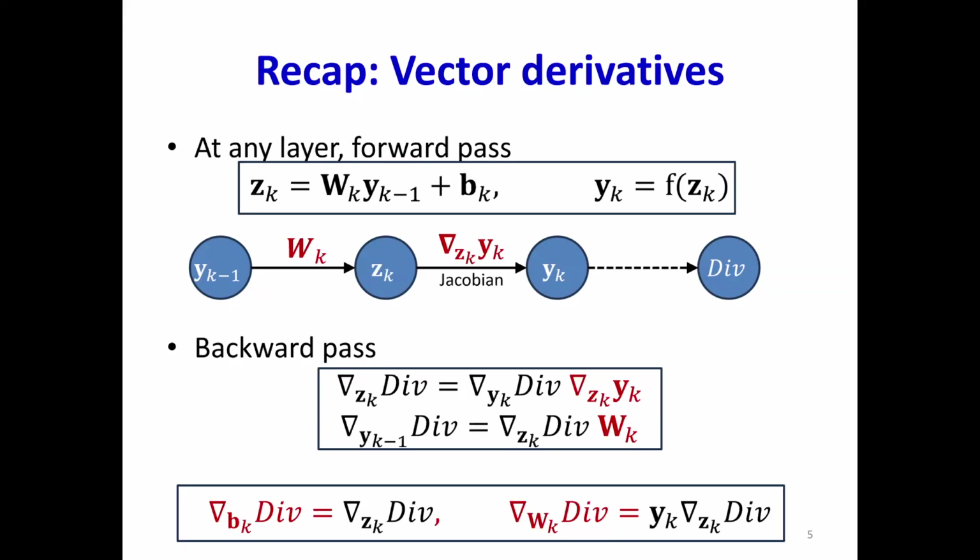And what was the derivative of the divergence with respect to Wk over here? We saw this rule too, right? We saw that the derivative of the divergence with respect to Wk was yk minus 1 times the derivative with respect to zk. So at any edge of this kind, y going to z, with the weight W, the derivative of the divergence with respect to W is simply y times the derivative of the divergence with respect to z. The variable at the beginning of the edge times the derivative for the variable at the end of the edge. So that was the simple rule that we had.